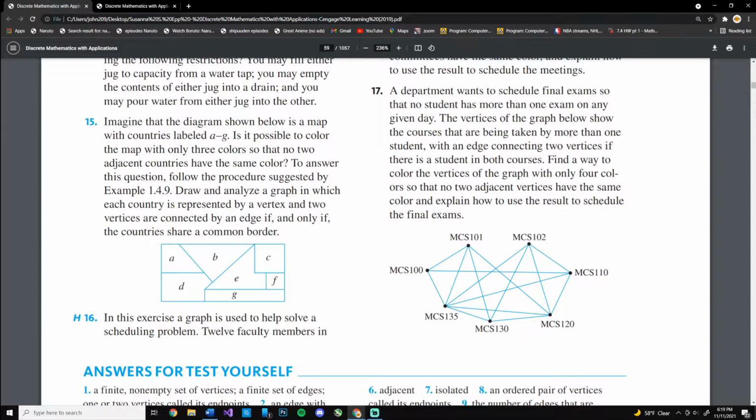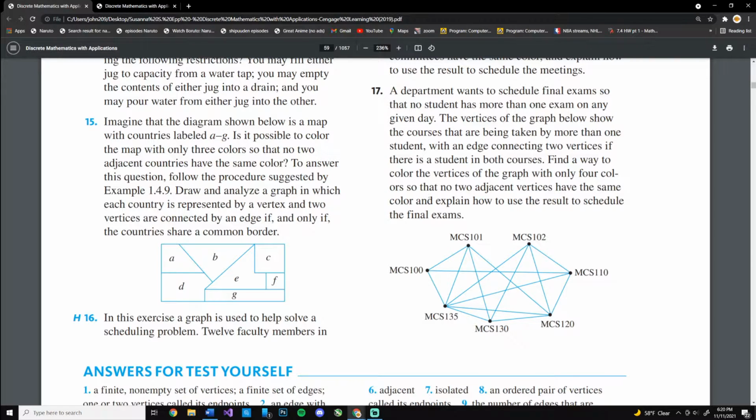The vertices of the graph below show the courses that are being taken by more than one student, with an edge connecting two vertices if there's a student in both courses. A vertex is just a little dot or point, and the edges are the lines. For example, if MCS 135 is connected to another vertex, that means the students in MCS 135 are also taking that course.